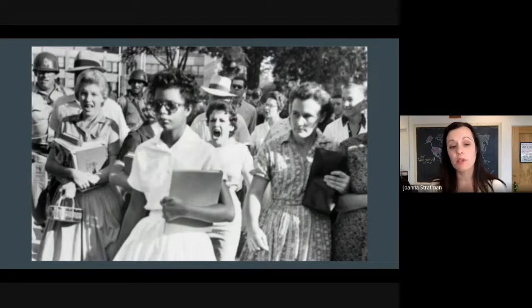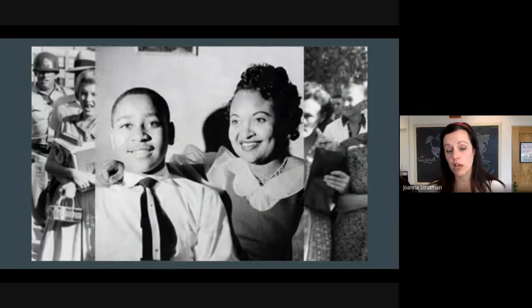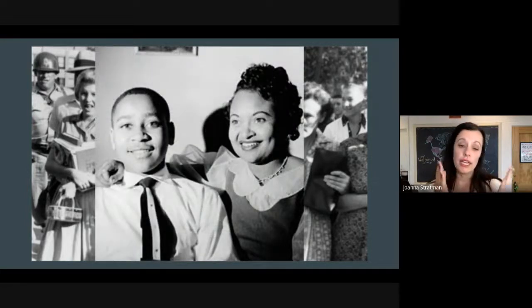During this time, there were also a lot of murders of Black people. Here is the story of Emmett Till. Emmett Till was a teenager who was visiting his family in Mississippi when he was murdered. Stories about discrimination and violence like this led to what we call the civil rights movement in the United States. It was people saying, enough is enough.